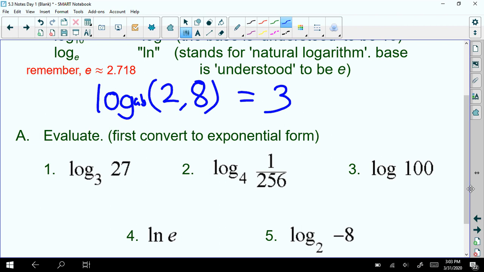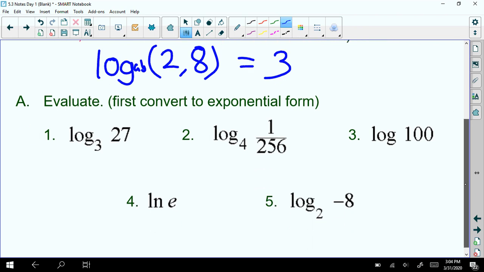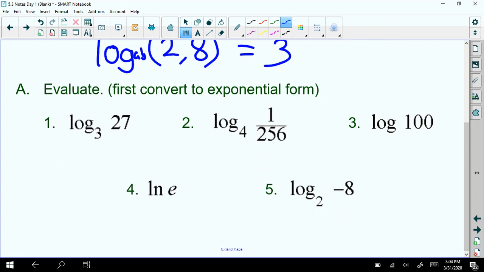So we can work these out. Most of these you don't require a calculator for. You can answer these just by thinking through it. Because remember, it's the exponent. Log equals exponent. So we're trying to answer the exponent. What exponent would make a 3 become 27? That's 3. 3 to the 3rd is 27.